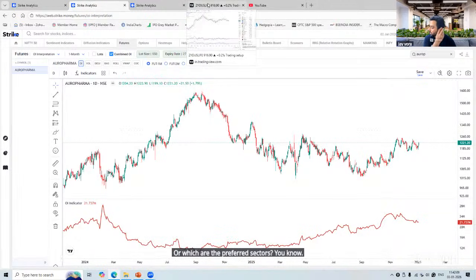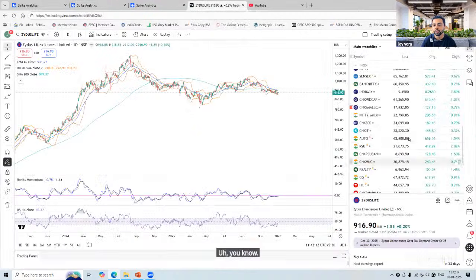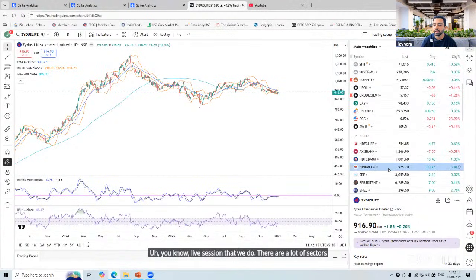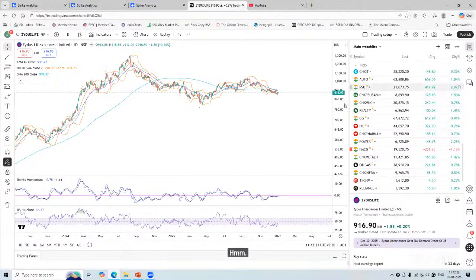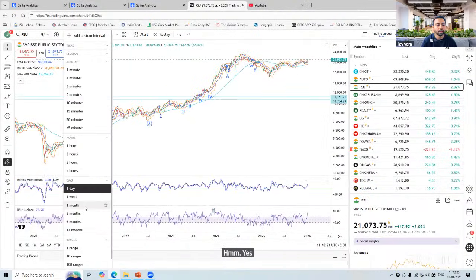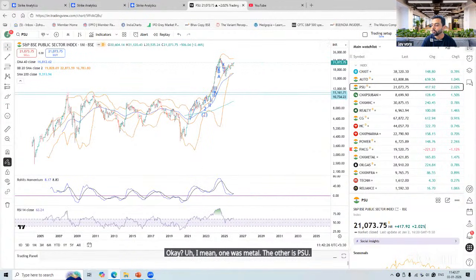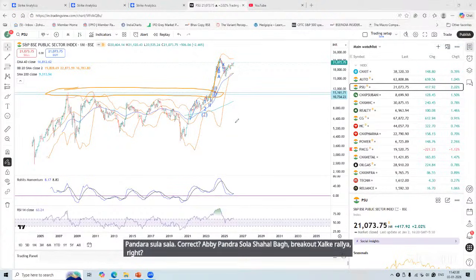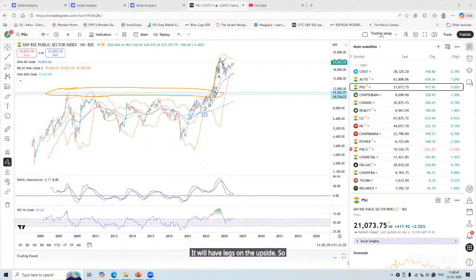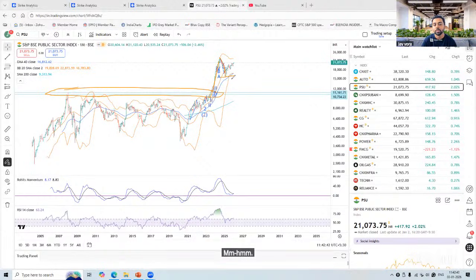I was discussing this yesterday in that 5 p.m. live session that we do. There are a lot of sectors where multi-year breakouts have come. One was metal. Then the other is PSU. In PSU, a very big breakout has happened after 15-16 years. Correct. A breakout after 15-16 years cannot end in a one-year rally, right? It will have legs on the upside. This is the first pullback after such a big move, and I think slowly it should go up.